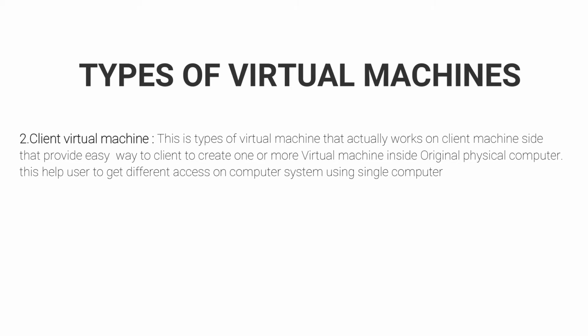Two: client virtual machines. This type of virtual machine works on the client machine side and provides an easy way for the client to create one or more virtual machines inside the original physical computer. This helps the user get different access on the computer system using a single computer.